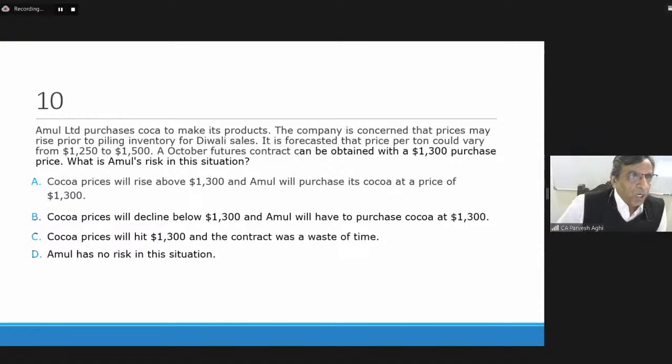Amul Limited purchases cocoa to make its product. The company is concerned that the prices may rise prior to piling up inventory for Diwali sales. It is forecasted that the price per ton would vary between $1,250 to $1,500, and an October futures contract can be obtained at $1,300. What is Amul's risk in this situation? Cocoa price will rise above 1,300 and Amul will purchase its cocoa at a price of 1,300. Cocoa price will decline below 1,300 and Amul will have to purchase the cocoa at 1,300. Cocoa price will hit 1,300 and the contract was a waste of time. Amul has no risk in this situation. So please answer this question.